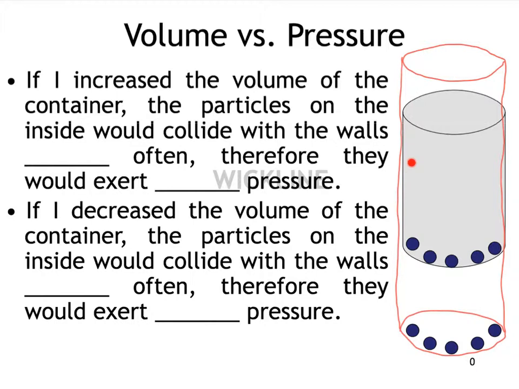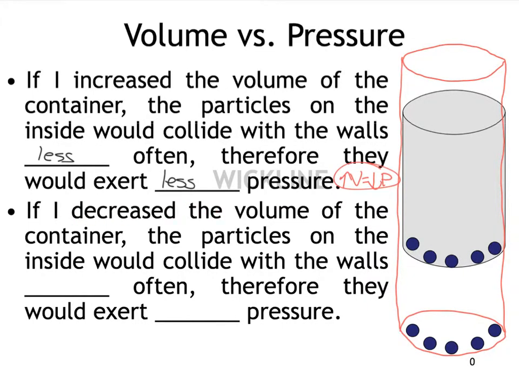So now we know that you can change the volume, and that will also change the pressure. And it's still an inverse relationship. So increasing the volume is going to decrease the pressure. And you probably know that decreasing the volume would increase the pressure because it would cause more collisions. So if I increase the volume of the container, which is what we just did, the particles on the inside would collide with the walls less often. Therefore, they would exert less pressure. So I'm saying right now an increase in volume is a decrease in pressure.